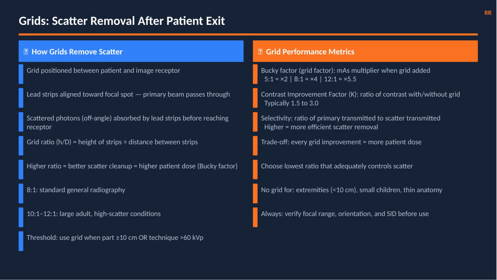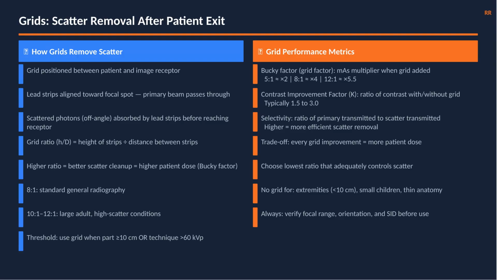3 grid performance metrics the ARRT tests directly. The Bucky factor, also called the grid factor, is the MAS multiplier required when a grid is used. 5-to-1 ratio, Bucky factor approximately 2. 8-to-1, approximately 4. 12-to-1, approximately 5.5. Every time you add a grid, you need more MAS, and the patient receives more dose. The contrast improvement factor, CF, is the ratio of image contrast with a grid to contrast without it. Typically 1.5 to 3.0, depending on grid ratio and scatter conditions. That is how much better the contrast is with the grid compared to without.